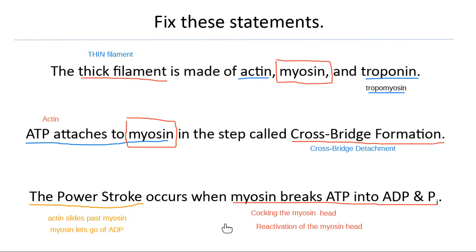So we've just described in words the 4 stages of the Crossbridge cycle. We're going to look at them in pictures, but before we do, are there any last-minute questions about this slide before this slide goes away?